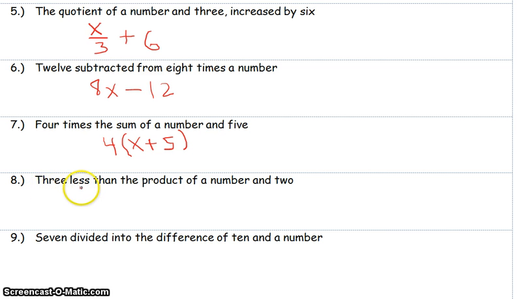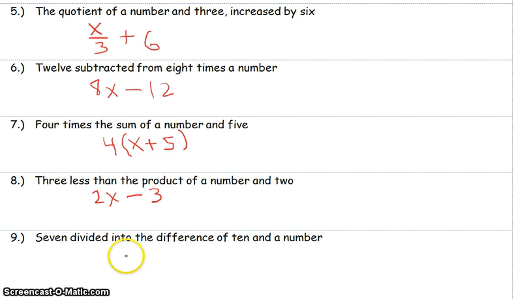Now number 8, it says 3 less than the product of a number and 2. If I said 3 less than your age, you would do what first? You're right, you would do your age first. So we need to do the product of a number and 2. The product of a number and 2 is actually 2x. We typically don't write x2. We'll write the number first and then x. And 3 less than that is subtract 3. So we will have 2x minus 3.